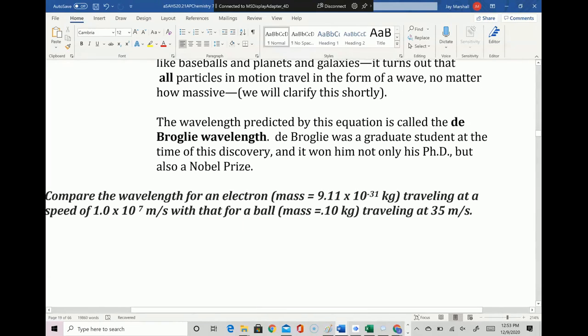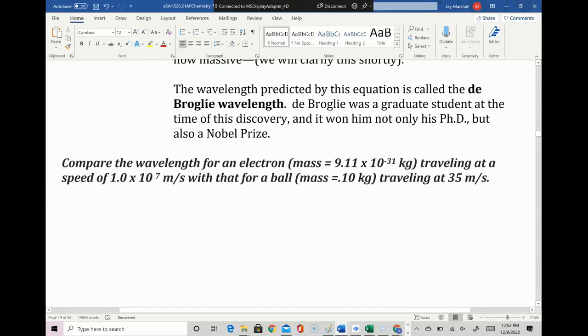Now, this wavelength predicted by this equation is called the de Broglie wavelength. De Broglie was a graduate student at the time of his discovery, and it won him not only his PhD, but also a Nobel Prize. Imagine being a graduate student and winning a Nobel Prize. But he was the one that asked the right question: if waves can have a particle nature, can particles have a wave nature?